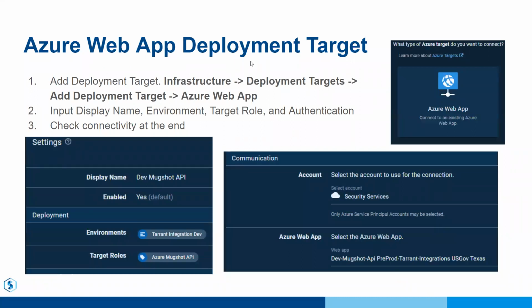Then after you create the environments, you're gonna create the deployment targets. It's basically all the app service in Azure, right? So you're gonna add deployment target and select Azure Web App, which is an app service. And here you have to specify what environment this is gonna be for. And you can create a target role. And this target role can be shared between different deployment targets or environments. And you specify the subscription account and the Azure Web App. And I'll go a little bit more into detail in Octopus after the slides.